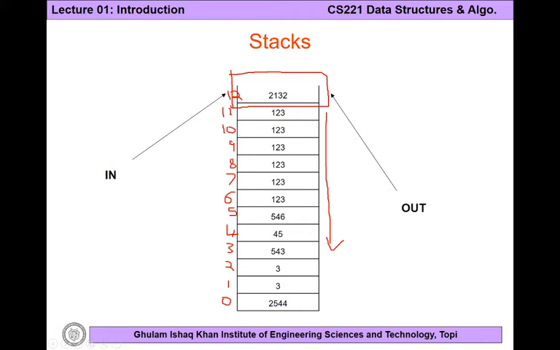If you want to retrieve something which is, let's say, at index number 5, you will have to make sure that all of the items from index number 6 to 12 are retrieved. They are retrieved, and then the value at index number 5 will move here, and then you will be able to retrieve it, right? So this is the rule of the stack.